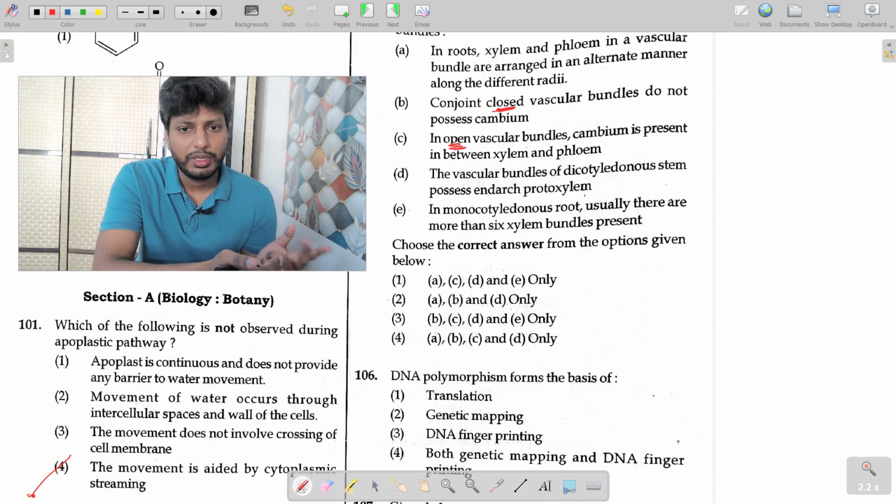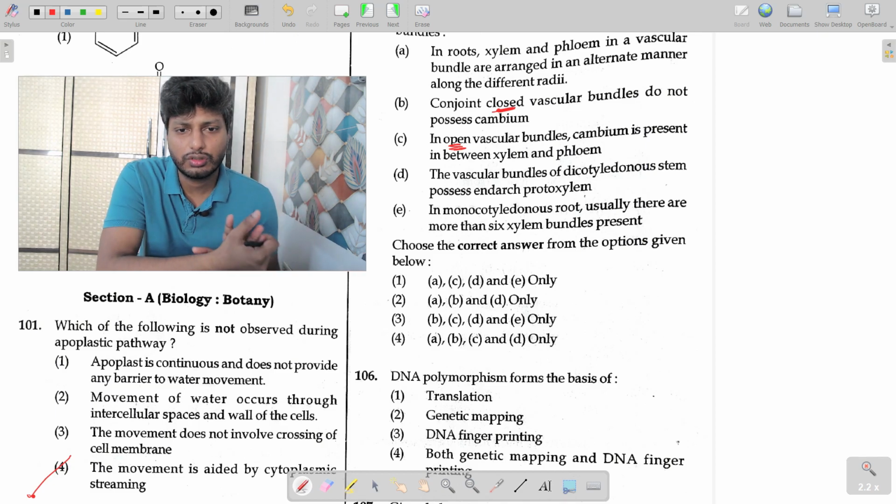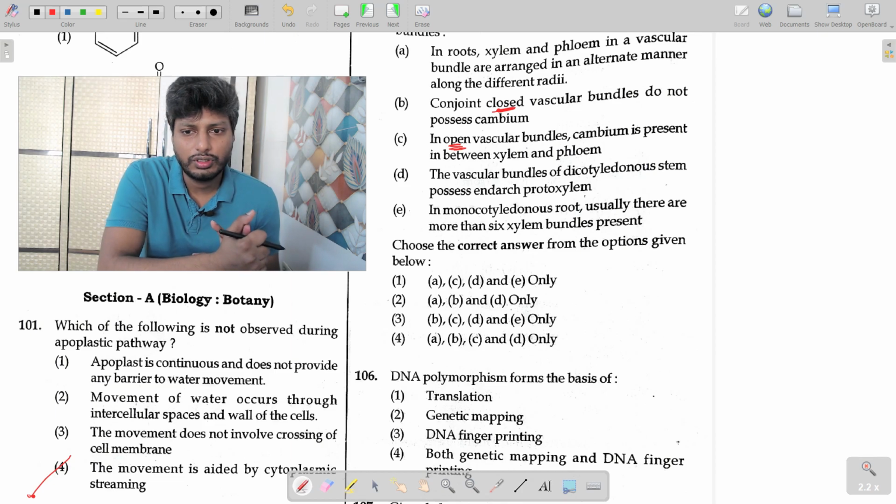So A was right, B was right, C was right, D was right. My God. Now let's check whether at least one has to be wrong, right? So generally one is always wrong. So the fifth option is, in monocots root usually there are more than 6 xylem bundles present. So the fifth option, that is E, in monocots root usually there are more than 6 xylem bundles present. This is also true.